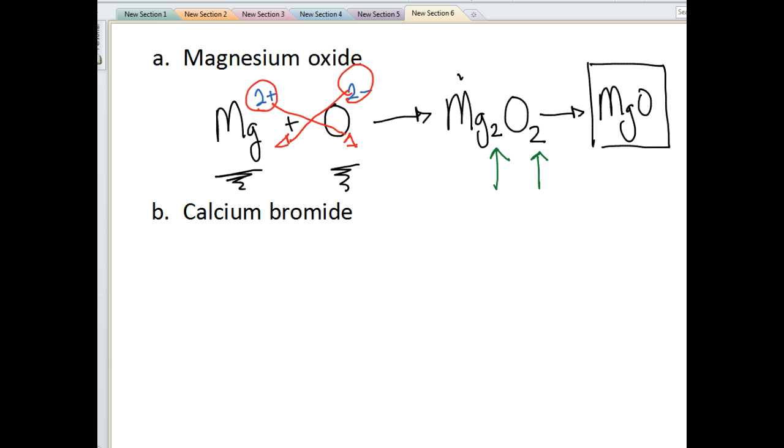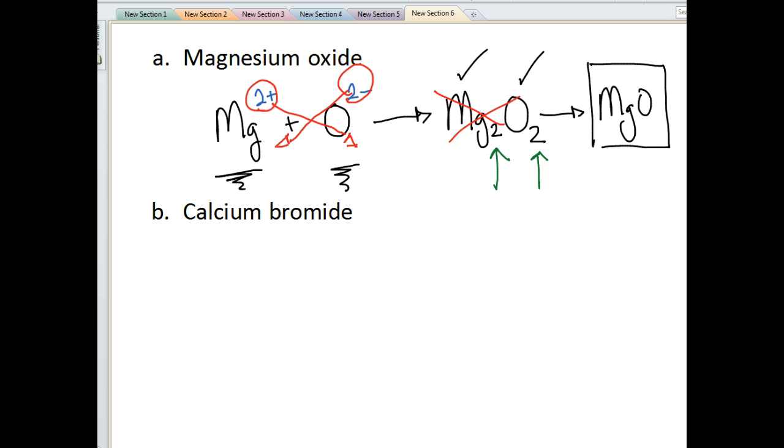If you write Mg2O2 on a test, you'd get it wrong because you need to reduce when you have the chance. So anytime you have the chance, reduce if possible. The same goes if you had 3 and 3, you would reduce that down to 1. If you had 4 and 2, you would divide both of them by 2, and then you'd have 2 and 1. We'll talk more about that later.